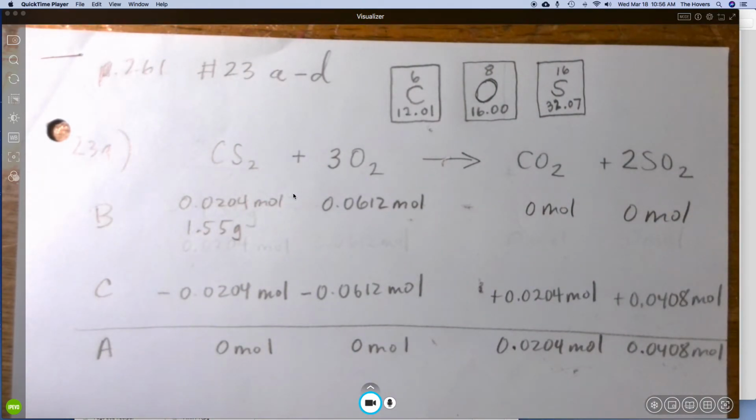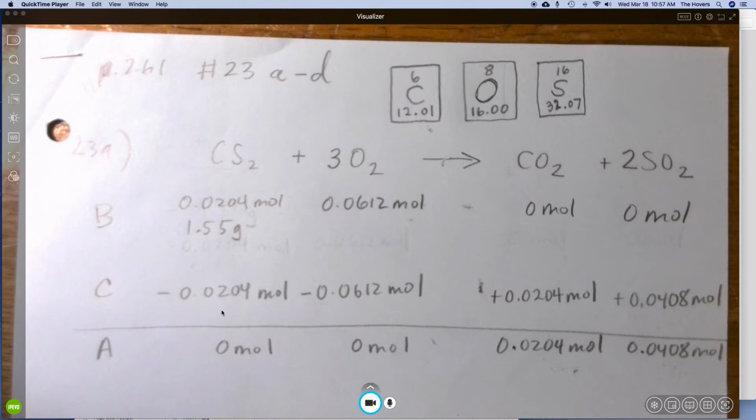So the question didn't really ask it, but just for completeness, because there's a 1-to-3 ratio here, if I react this many moles, 0.0204 moles of CS2, 3 times as many moles of O2 are going to be needed to react. So this is just 3 times 0.0204. On the before line, we don't have any products, so those both start with 0 moles.